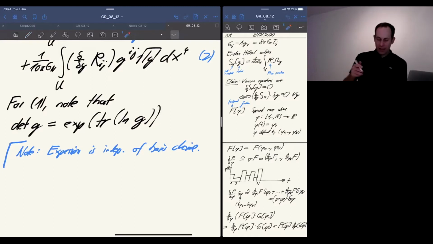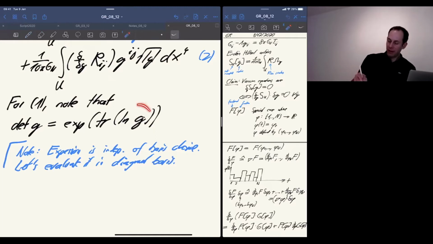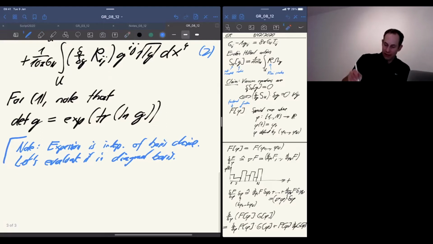And so I can therefore just say I'll evaluate the whole thing. So we choose, let's evaluate it in the diagonal basis. Again, the reason is these functions of matrices are basis independent, and also the trace. That's something you know from linear algebra. If I change basis, the trace doesn't change. And then, of course, the last thing is just an exponent of a trace, but this is an exponent of a number. This is anyway basis independent.